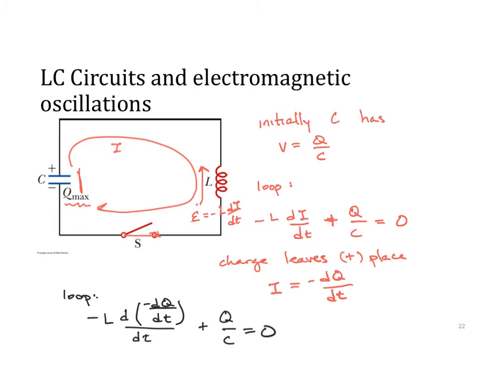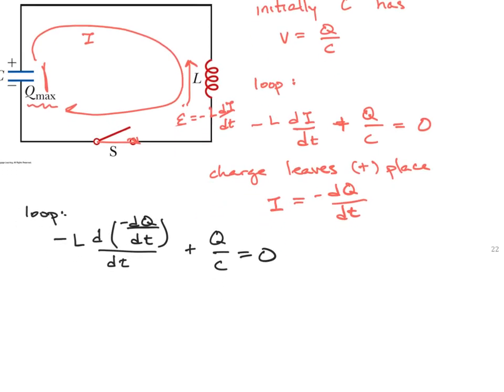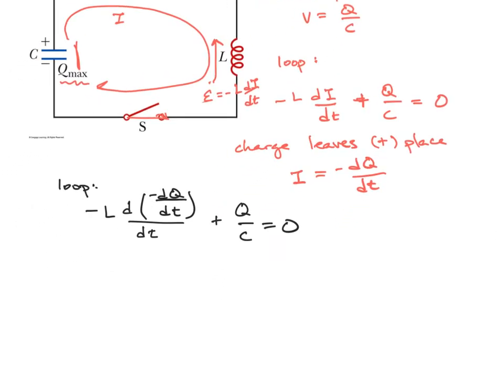All right, so far we've got something that looks like this. Let's rewrite that in a neater way. We've got two negative signs on our first term, so I'm going to write that as the second derivative of Q with respect to t. I'm going to divide my L out of there, and so it hangs on to this Q over LC over here, and that's equal to 0.